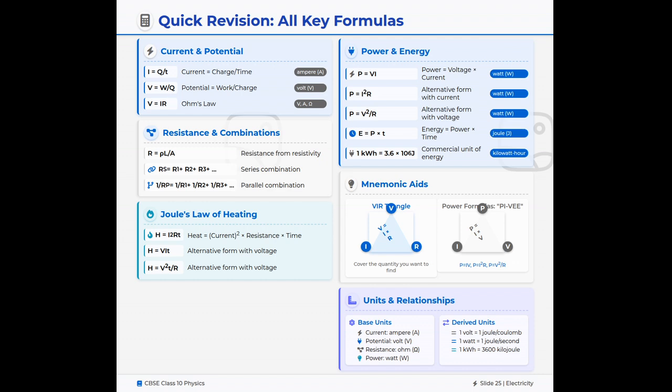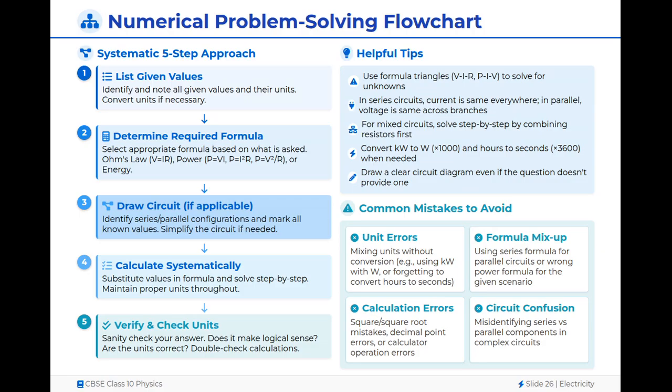This slide here is a quick reference sheet, consolidating all the essential formulas we've covered, from Ohm's law to the formulas for series and parallel resistance to Joule's heating and electric power. This is an invaluable tool for a quick revision before an exam.